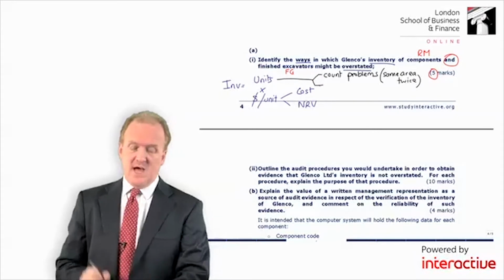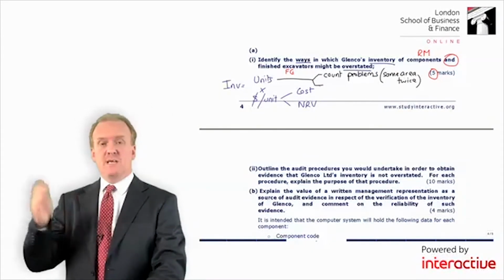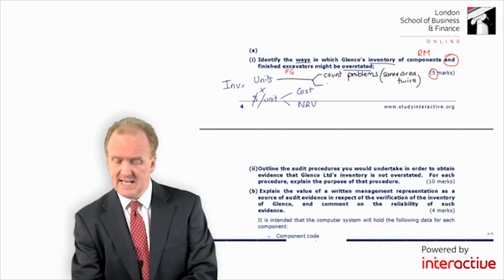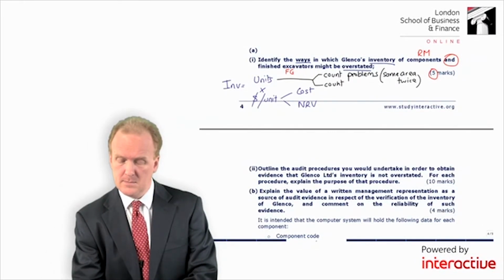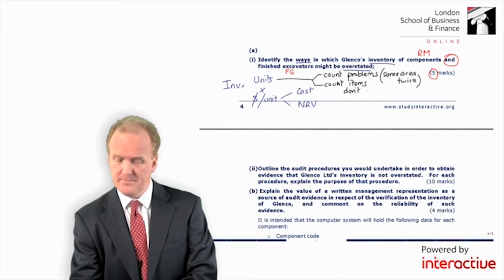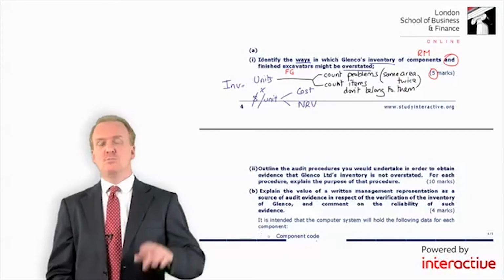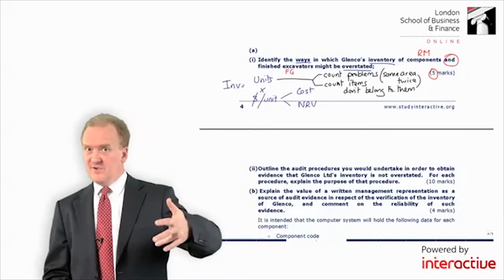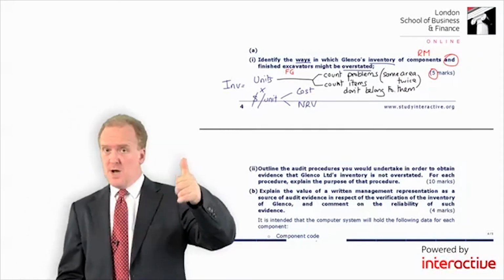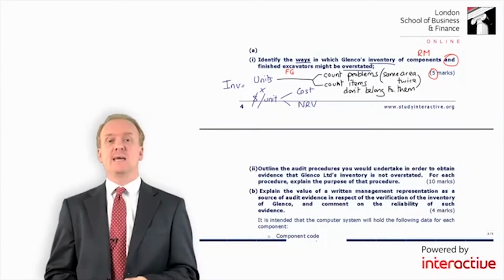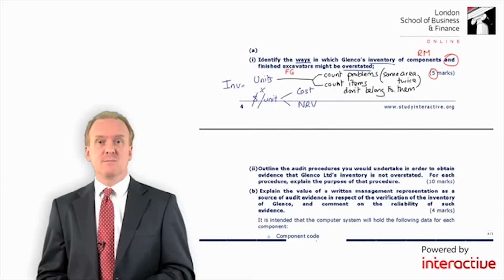I'm also thinking that another typical reason that companies overstate the quantity of inventory they've got is they count items that don't belong to them. So if there's any evidence in the story that there could be items that look like their inventory, so raw materials, components and finished excavators on site that don't belong to the company, then that would lead to a risk of overstatement as well.